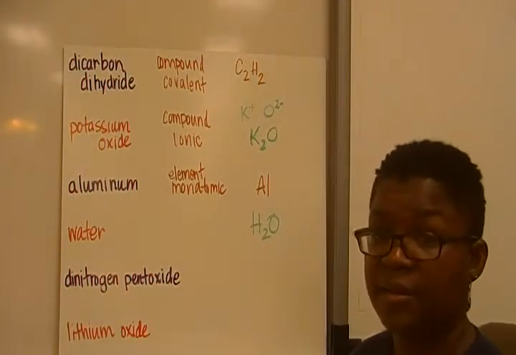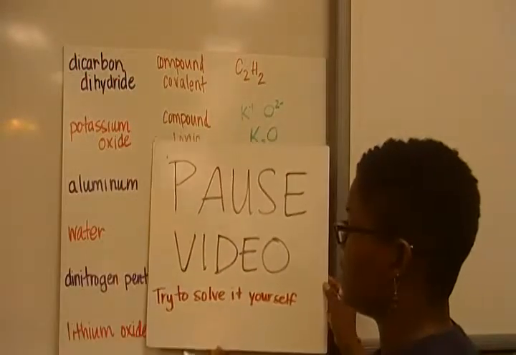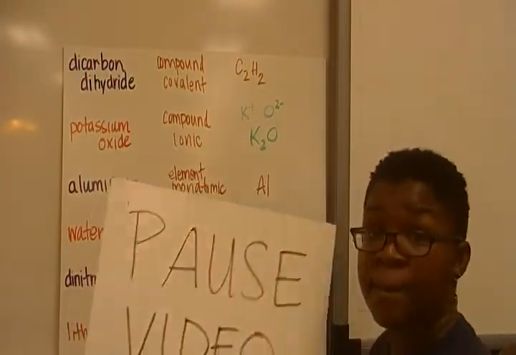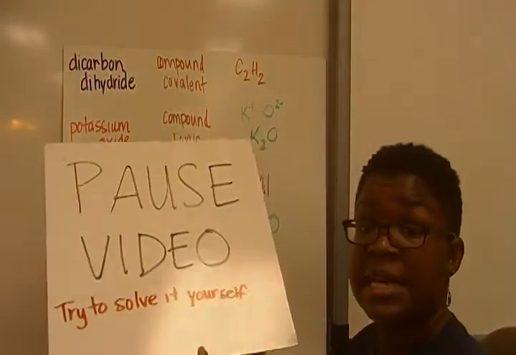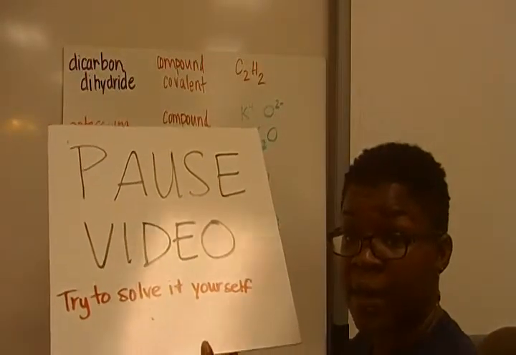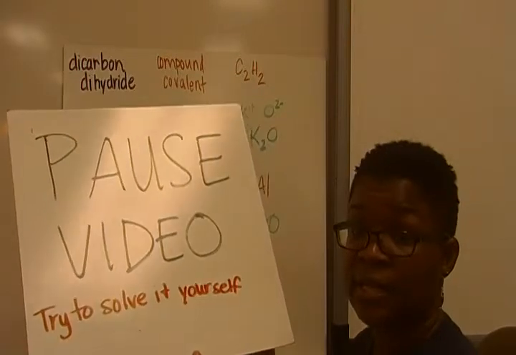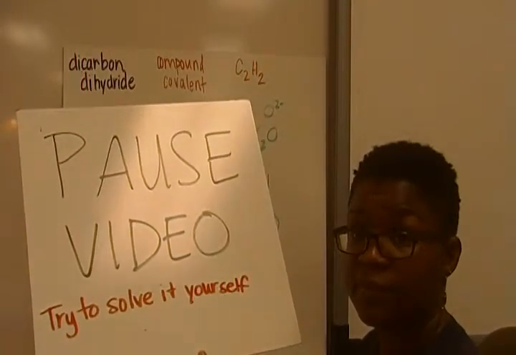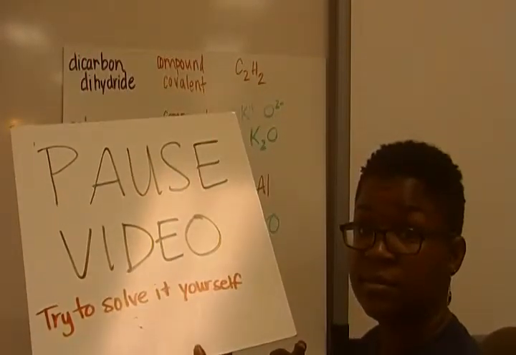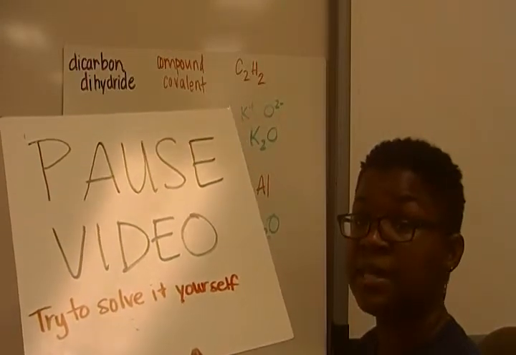Dinitrogen pentoxide. Why don't you pause the video now and see if you can solve for yourself. Remember, the questions you need to ask are, is it an element or a compound? If it's a compound, is it covalent, acid, or ionic? If it's an element, is it monatomic or diatomic?